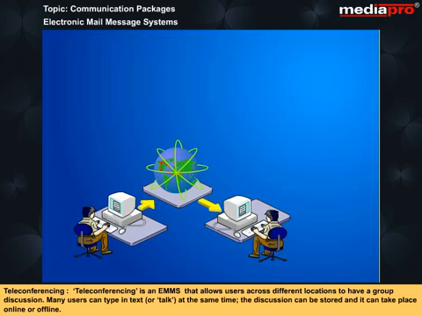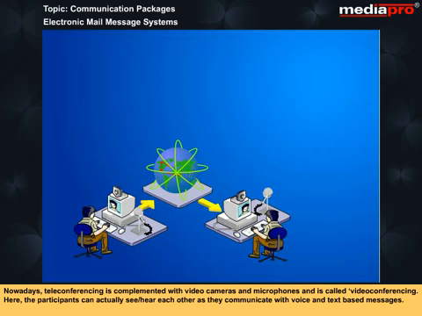Teleconferencing. Teleconferencing is an EMMS that allows users across different locations to have a group discussion. Many users can type in text or talk at the same time. The discussion can be stored and it can take place online or offline. Nowadays, teleconferencing is complemented with video cameras and microphones and is called video conferencing. Here, the participants can actually see or hear each other as they communicate with voice and text-based messages.